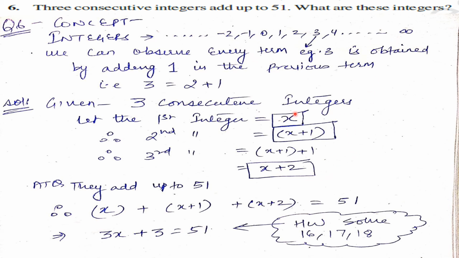Now, after getting these assumptions, I can easily form the equation because it is given that the sum of these three is 51. So, x plus x plus 1 plus x plus 2 equal to 51. Now, open the brackets. This x and this x are like terms. They will be added to form 3x. This 1 and 2 are like terms. They will be added to form 3, equal to 51. Now, I hope you will solve it to get the value of x. After getting x, find these two also and the answer will be 16, 17 and 18.